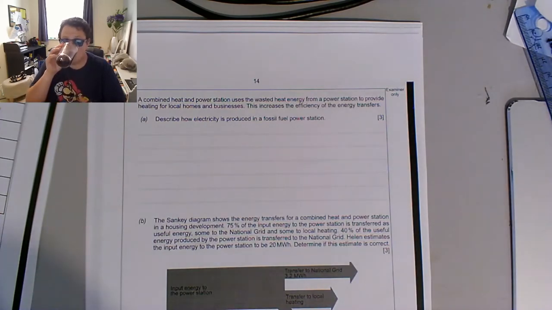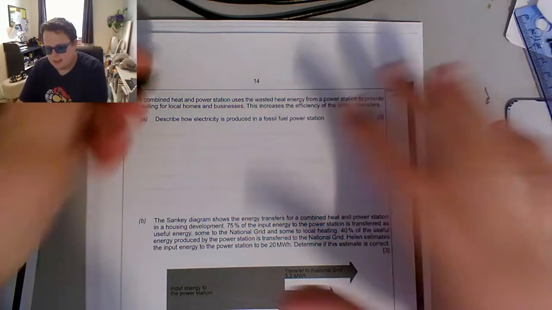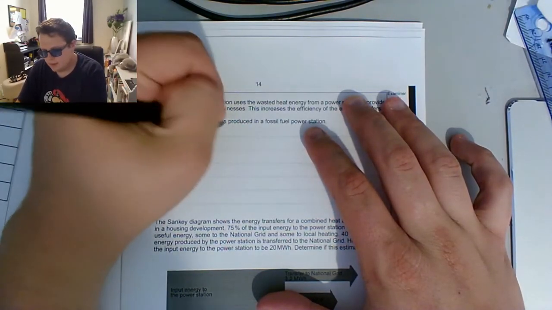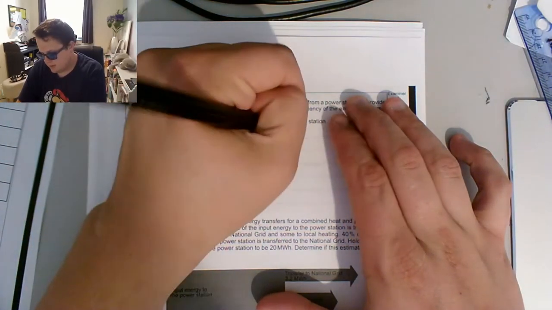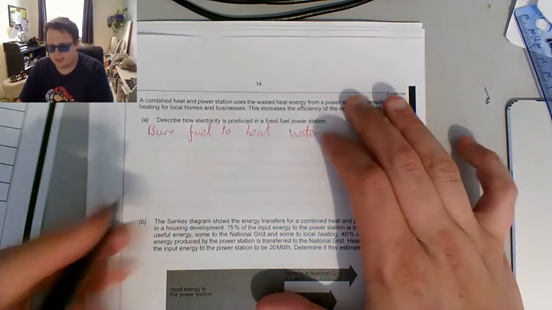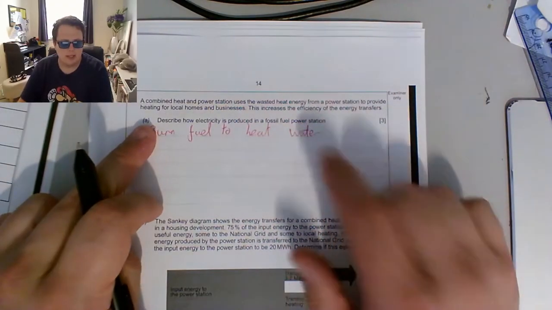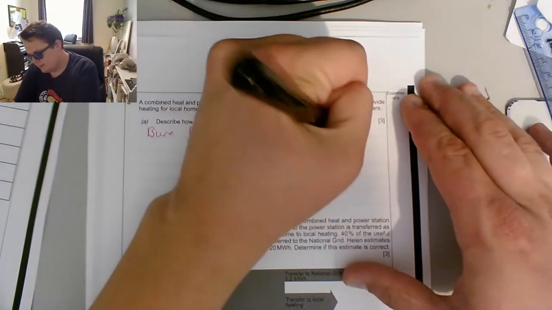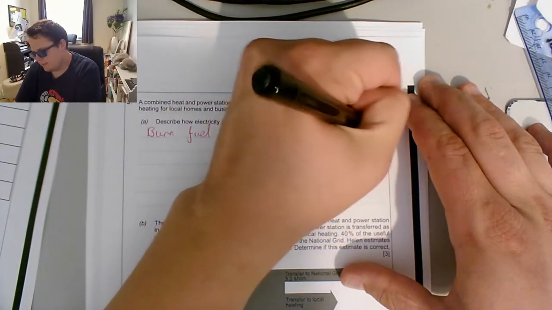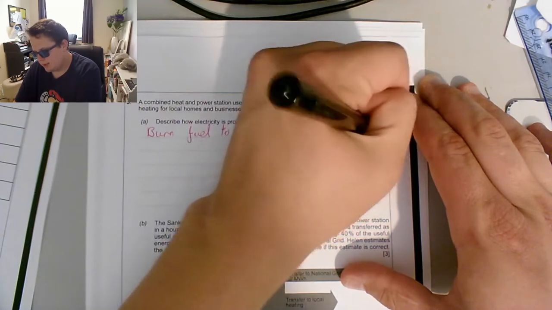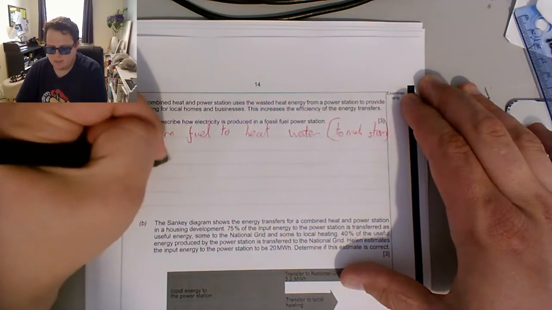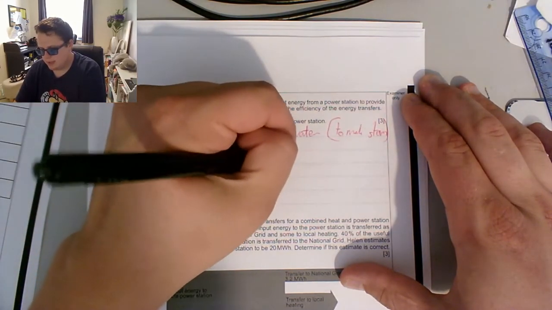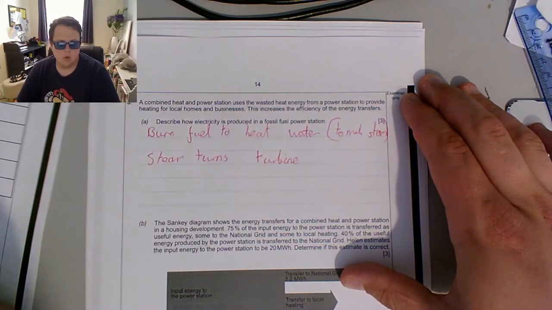But key things is we burn fuel to heat water. Key points here: burn and water to get that first mark. All right. Now we to make steam. We don't actually get any marks for saying to make steam. We then have steam turns turbine. Set third mark.